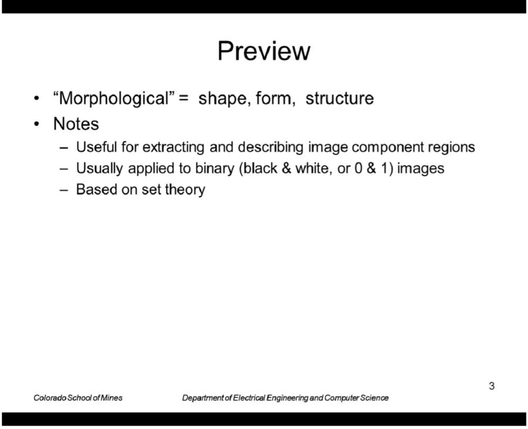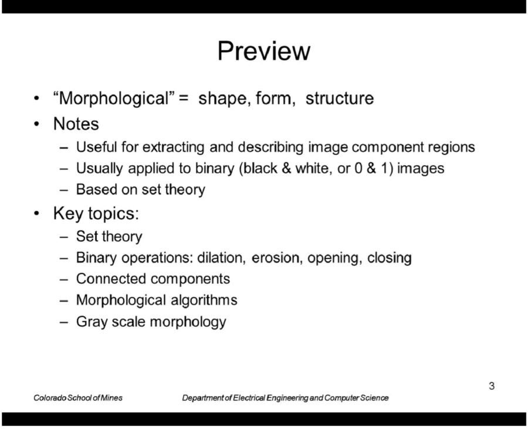Unlike the other algorithms we've been looking at in this course, which transform images to images, these algorithms are useful for extracting features of images or measurements of image regions. The topics we'll cover are, first, some set theory concepts, then some elementary operations such as dilation, erosion, opening, and closing. Then connected component labeling, which is a very important, useful algorithm. And then in the next lecture, other morphological algorithms and the extension to grayscale morphology.